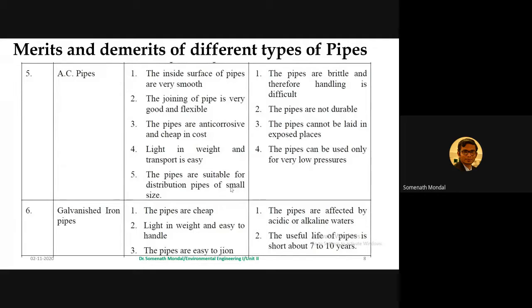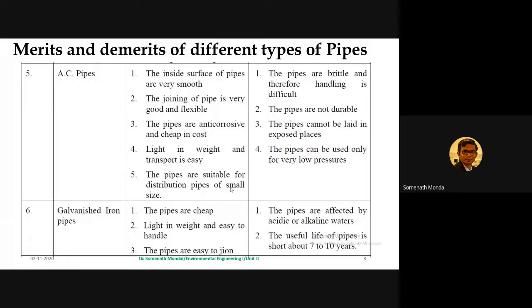Whereas these pipes are brittle, and therefore handling is really, really difficult, and they are very weak under impact loading due to moving traffic. So they will simply collapse, and you might have observed this kind of scenario many times. That means they have a problem in durability. That part is very important. These pipes cannot be laid in exposed places. Again, there will be a chance of impact loading, and immediately it will collapse.